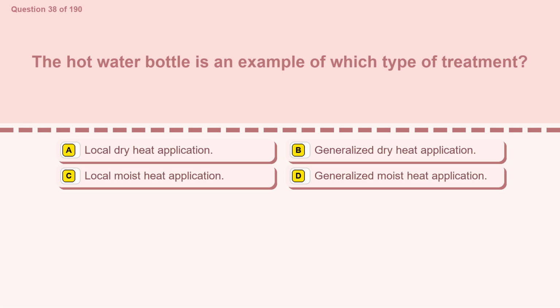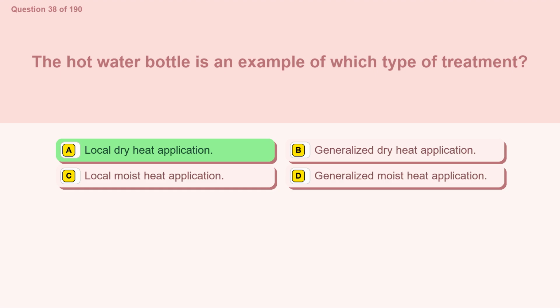Question 38. The hot water bottle is an example of which type of treatment? Option A. A local dry heat application. Option B. A generalized dry heat application. Option C. Local moist heat application. Option D. A generalized moist heat application.